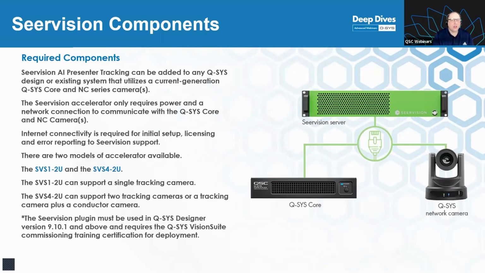There's a little bit of nomenclature that carried over from when this was a broadcast product before the acquisition by Q-SYS. So just remember that any camera that's used for tracking has to have its own AI pathway, has to have its own AI service. And so each one of those cameras will require at least one channel of a SeerVision server.